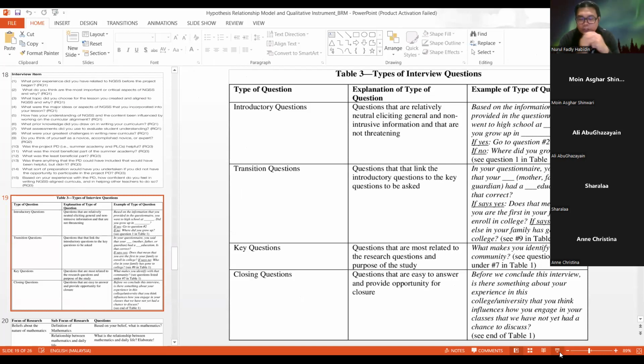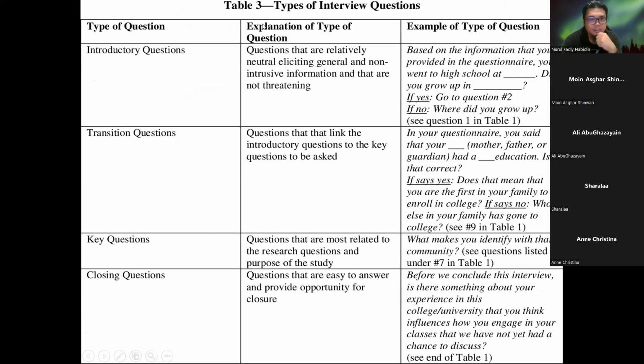Okay, so we continue to the next one. After we follow the two examples, this is the types of interview questions. We have introductory questions, transition questions, key questions and closing questions. We can see that we have intro and closing questions. And the most important ones, we also have the transition questions and key questions. So how are these four different?